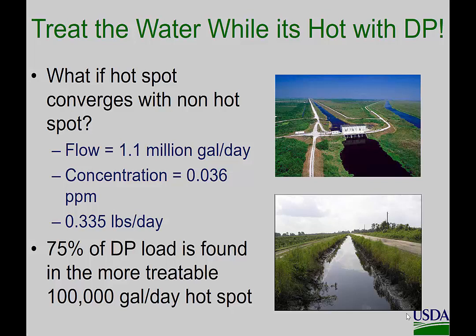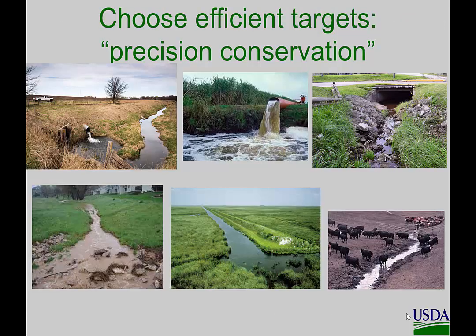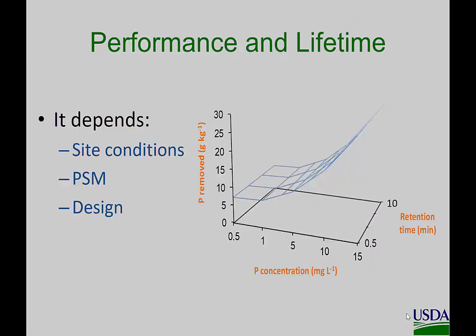Just thermodynamically speaking, phosphorus sorption materials work better with a higher concentration. It gives them a higher chemical potential to push those reactions to remove phosphorus. So be very careful in choosing these locations. I consider it a form of precision conservation. You want to choose your locations very carefully to get the most out of it because it's not cheap.